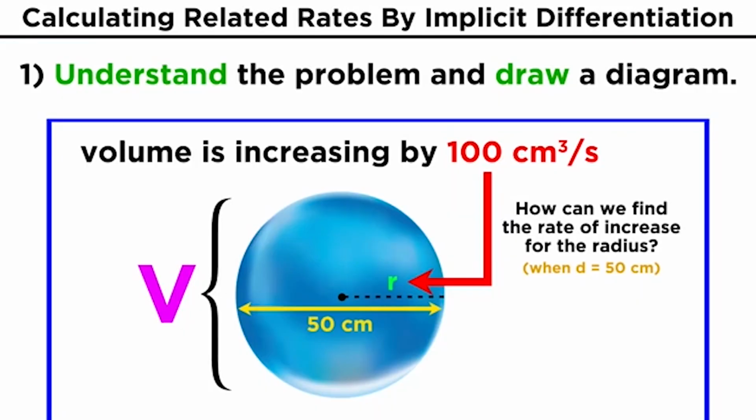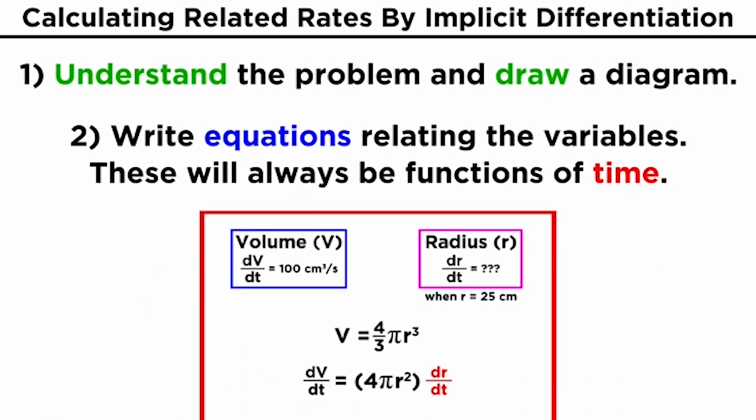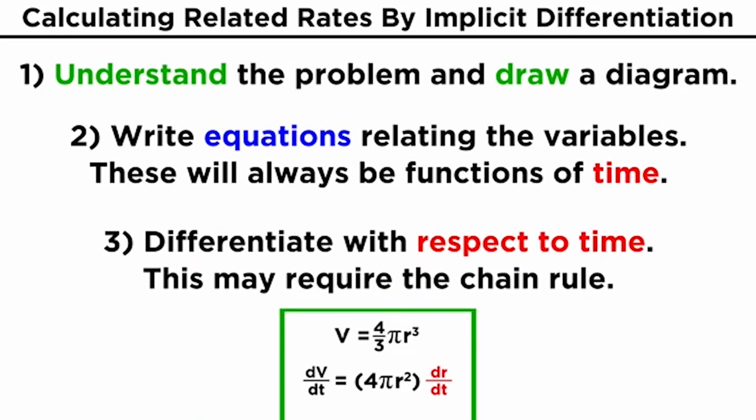So as we can see, related rates problems can be rather straightforward. The real challenge lies in understanding what the problem is asking and being able to first draw a diagram. Then we must write equations from that diagram that relate the 2 variables in question. Because we are describing rates, these will always be functions of time, and we will be taking derivatives of functions with respect to time.